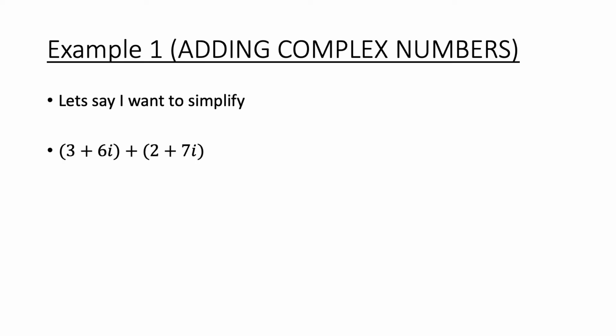For example, let's say I want to simplify this. I've got 3 plus 6i, and 2 plus 7i. Remember that complex numbers are in the form a plus or minus bi, where i is an imaginary number and i is the square root of minus 1, guys. i squared is minus 1.